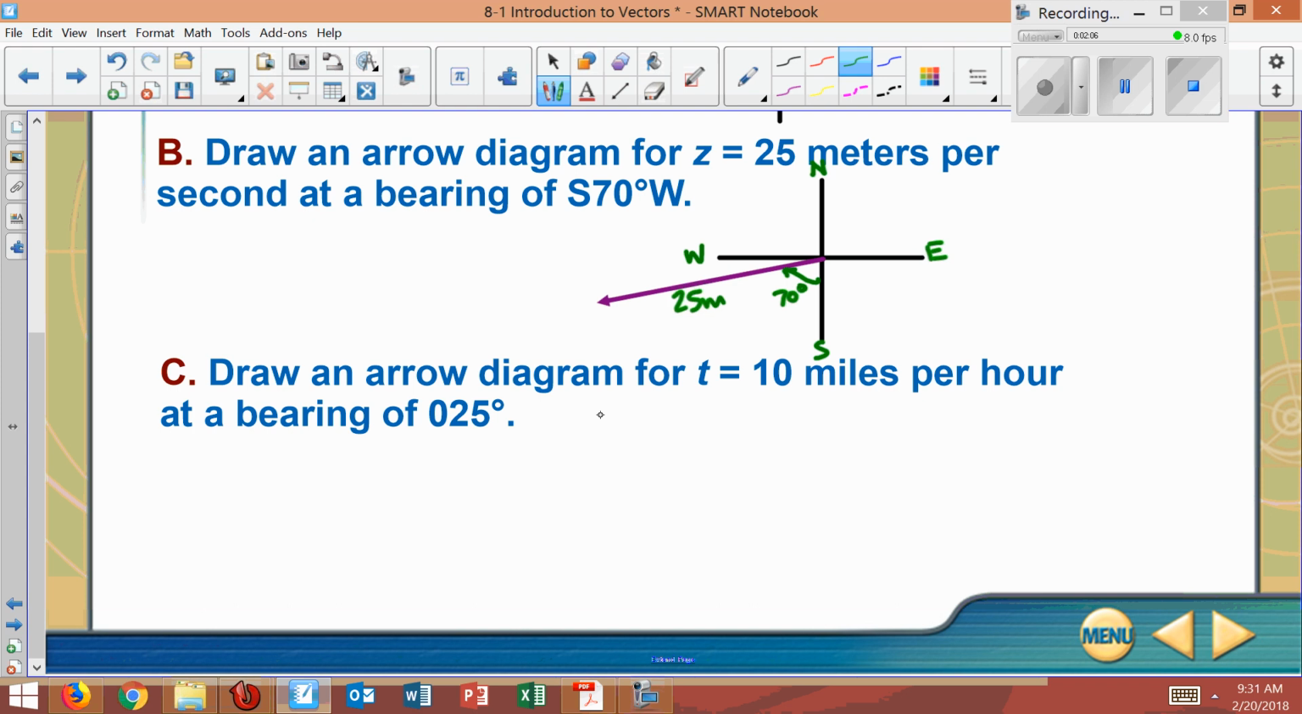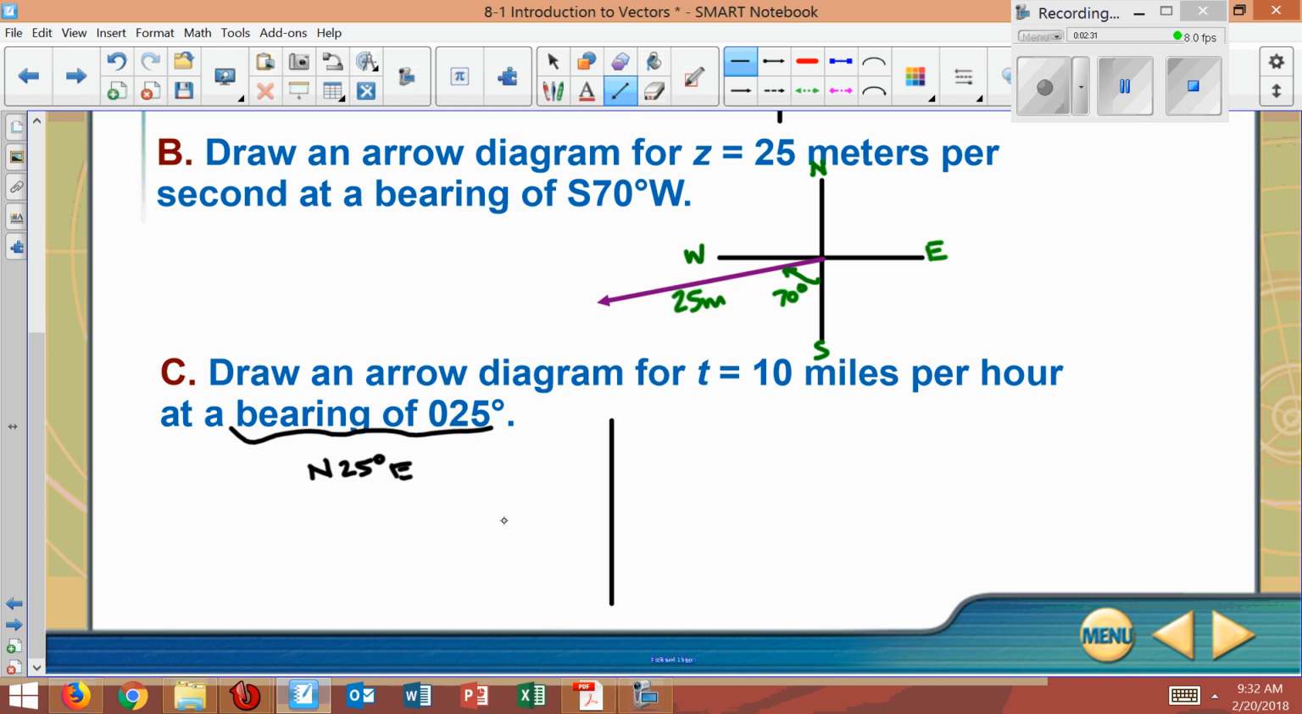Part C. Draw an arrow diagram for t equaling 10 miles per hour at a bearing of 025. Now remember, whenever you see this term bearing, that means we're using the north, east, south, west system. Another way they could write this is north 25 degrees east. That's another way. So bearing means you start north and you go this many degrees. If they give you a bearing, it'll usually be a 3-digit number like that, just to show you how far from the north. Okay, so here we go again. From the north, this will be heading towards the east, 25 degrees.